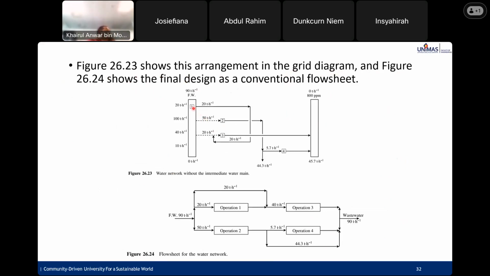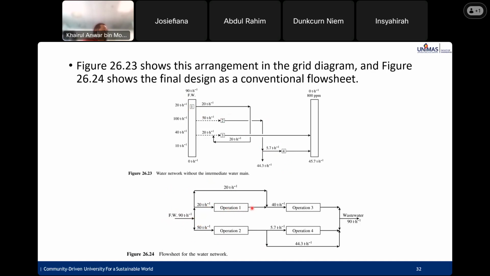So from here, stream 1 supplies to 3, that is 20, then 50 goes to, sorry, stream 2, operation 2 goes to operation 4. In terms of flow sheet, it's like this. So we have 90 ton per hour of fresh water. What goes to operation 1 is only 20. What goes to operation 2 is 50. How do we know? We already calculated it.